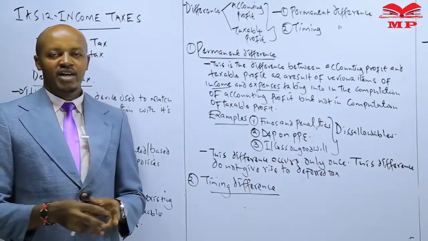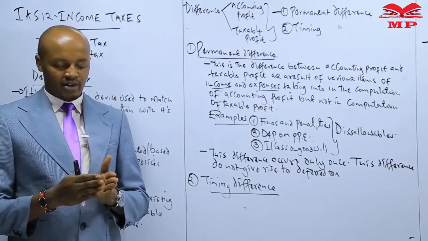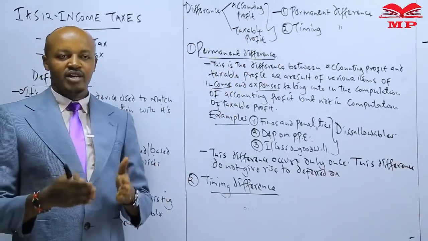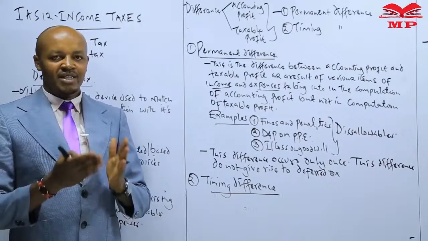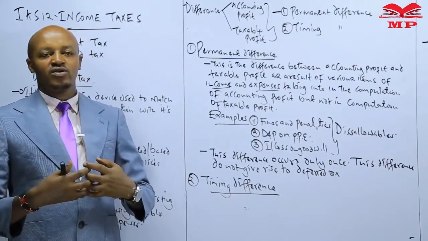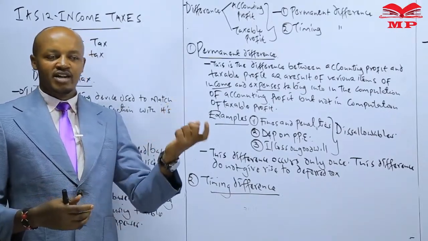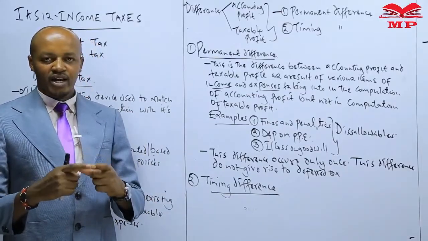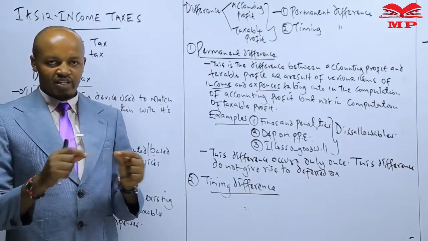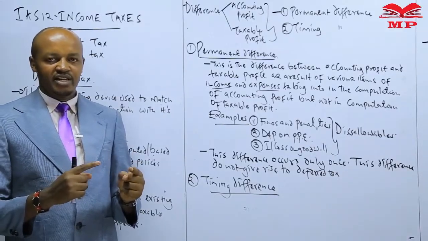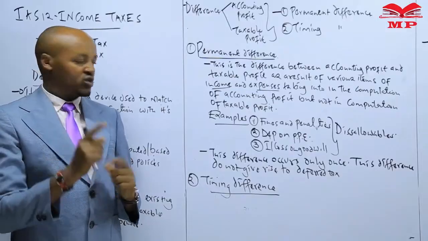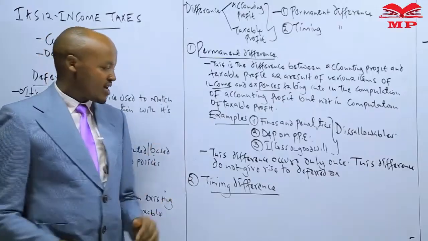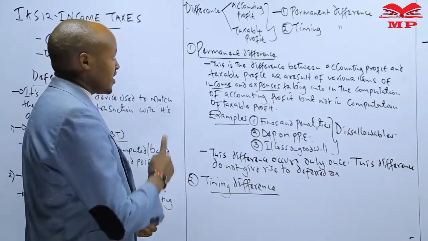For example, we may have an item of expense which is taken into account in the computation of accounting profit in the year 2019, but that item of expense will only be allowed for tax purposes in the future, like in the year 2022. What that means is that the difference between the accounting profit and taxable profit, which arises in the year 2019, will then reverse in 2022. So this difference is the one which gives rise to deferred tax.